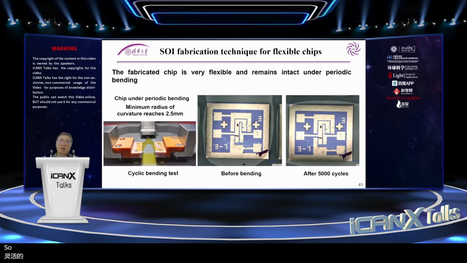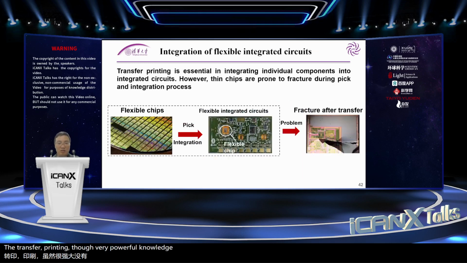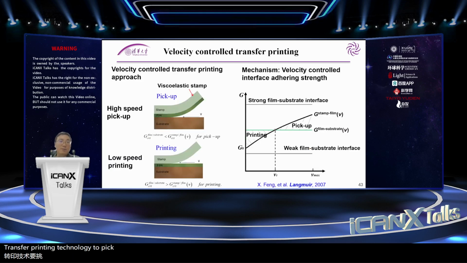Actually, during this process, transfer printing is a very powerful technology, and it is essential for integration of the device. Every unit, every die, we have to pick up and then print onto the flexible substrate. So we have to develop the transfer printing technology to pick up the die.